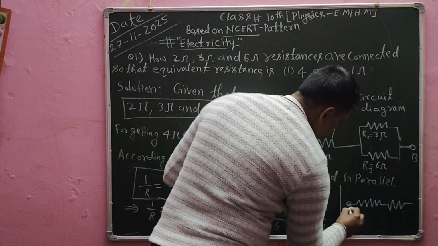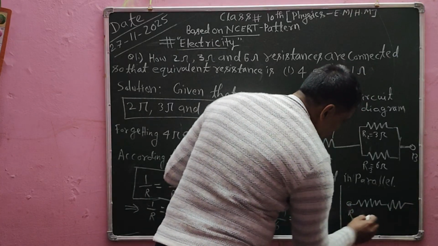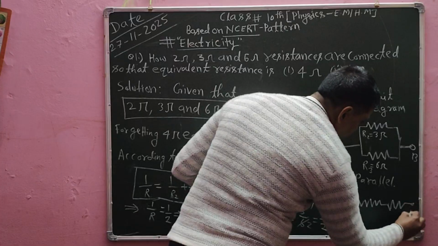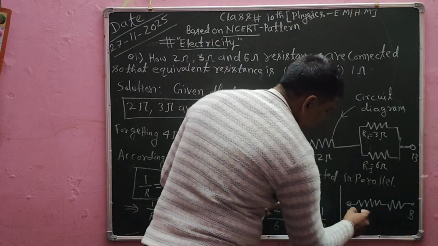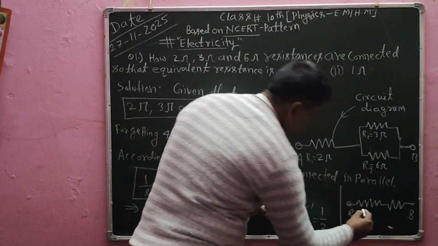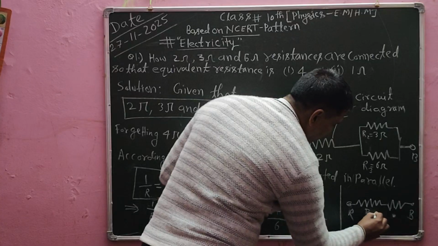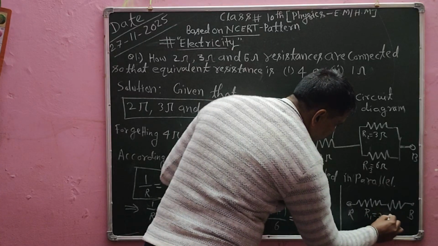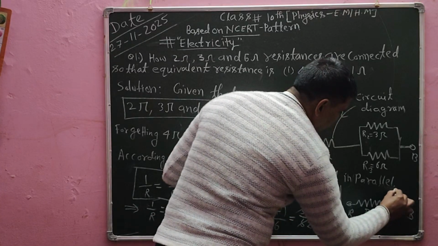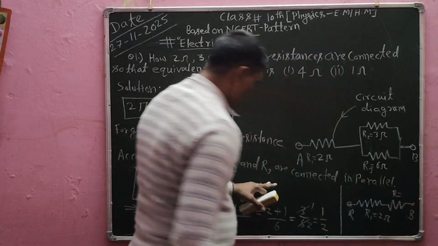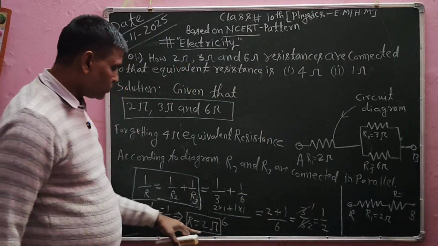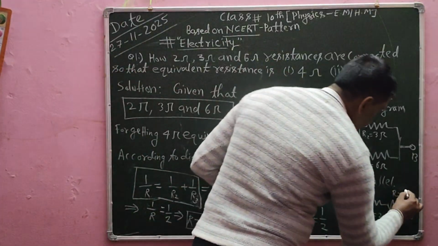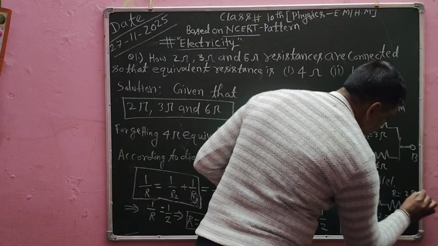So this is the node A and this is the node B. So the resistance R1 is here. R1 is equal to 2 ohm, and similarly I have got from the formula R is equal to 2 ohm. So here I will write this is the 2 ohm.